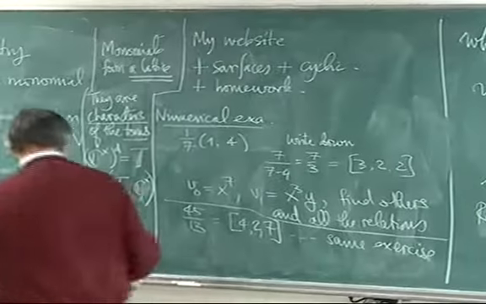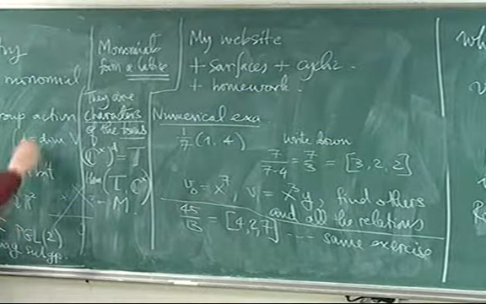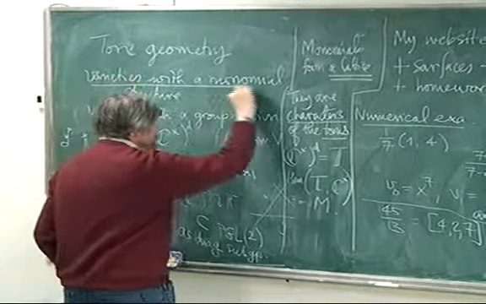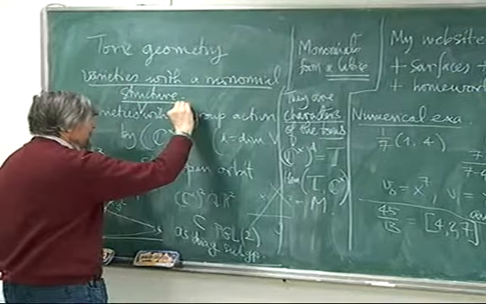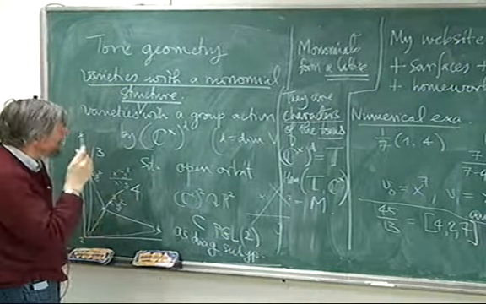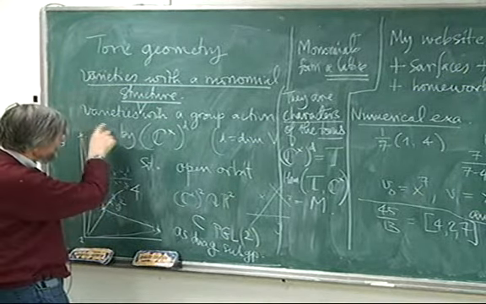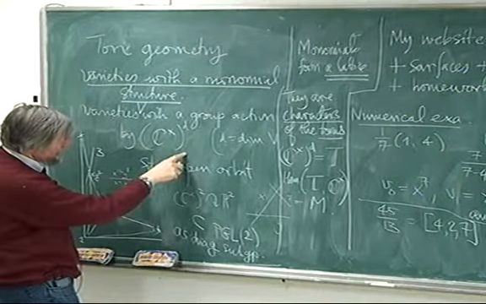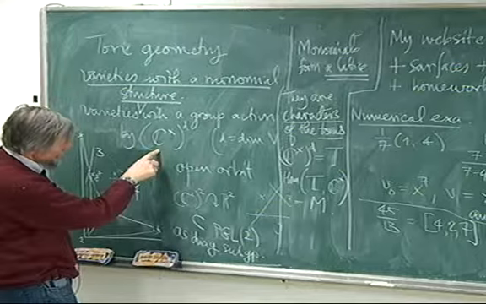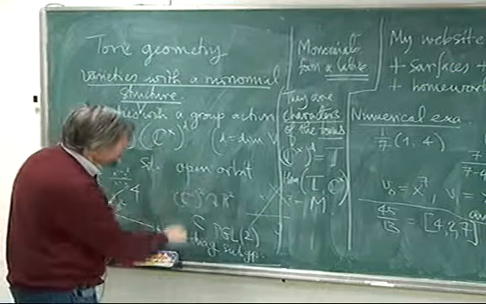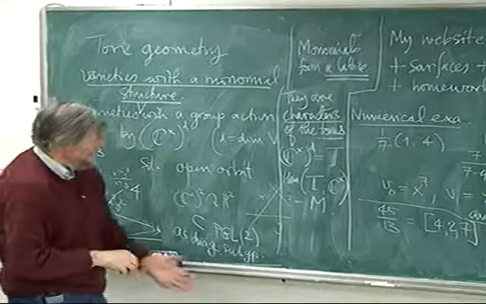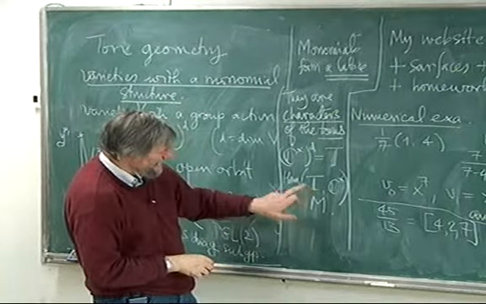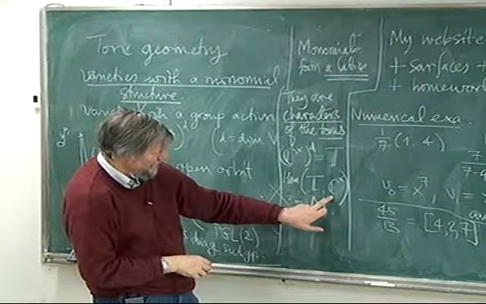These ideas you've seen perfectly clearly in all the examples I've done, a variety with a monomial structure. A variety with a monomial structure is the same thing as a variety with a group action by this big torus, an algebraic group, having an open orbit. Then you recover the monomials as this lattice, the lattice of characters of the big torus.